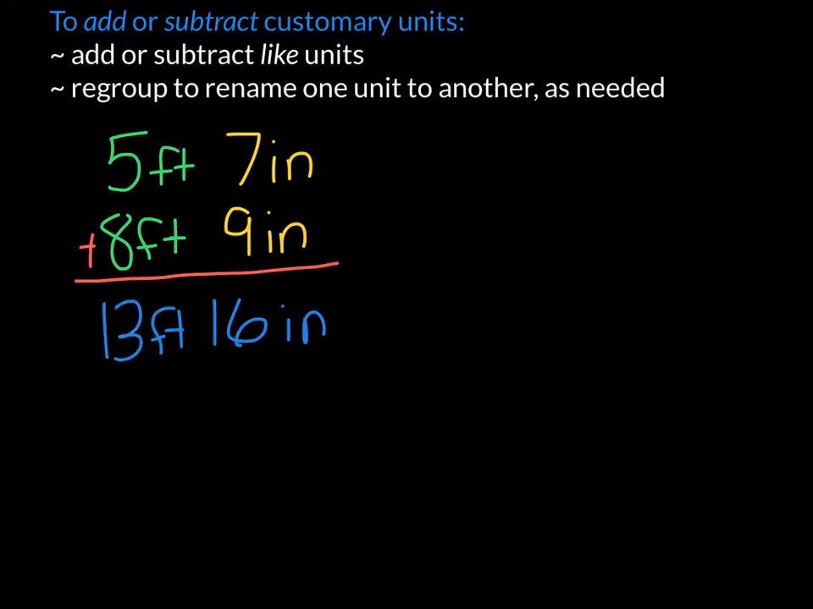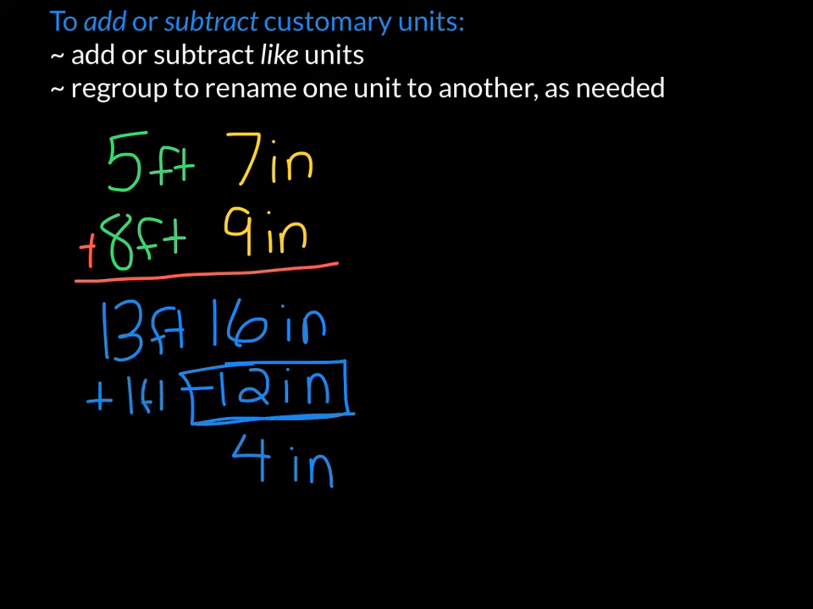But now if I take a look here, I have 16 inches, so I'm going to need to regroup because I can pull out a whole foot from there. I know that 12 inches equals 1 foot, so I'm going to subtract out 12 inches from there, and I'm left with 4 inches left over. So this whole 12 inches that I pulled out is equal to 1 foot, so I can add another 1 foot here. So that equals 14 feet 4 inches.